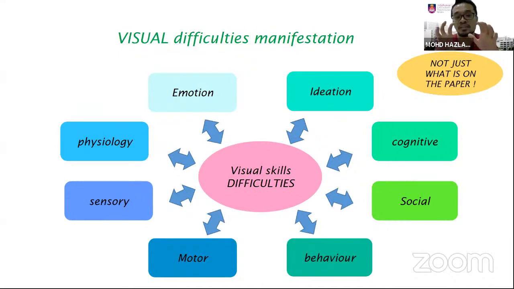So we need to be really careful to identify what the secondary causes are that actually come from visual perception difficulties. Okay, next.